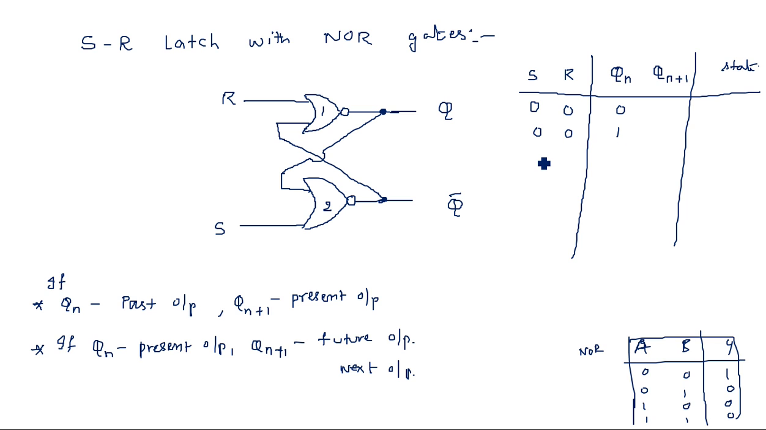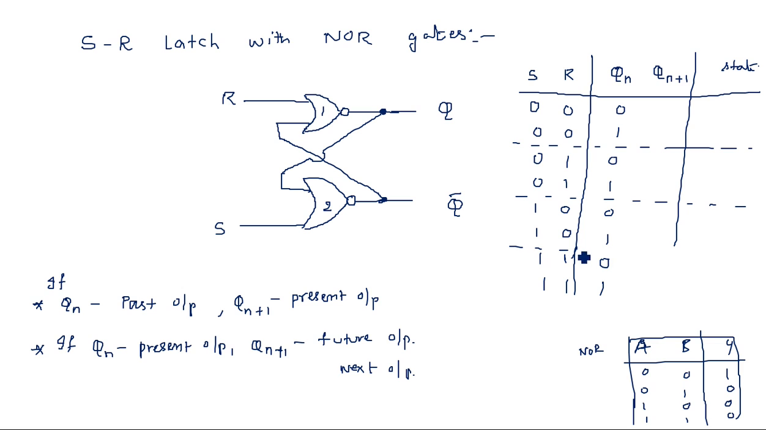Now take S R 0 0 with present state 0, 0 0 1, 0 1 0, 0 1 1, 1 0 0, 1 0 1, 1 1 0, 1 1 1. What is the meaning of this? The first two states are a set, the second two states are a set, and the third and fourth are sets. What do you mean by this?